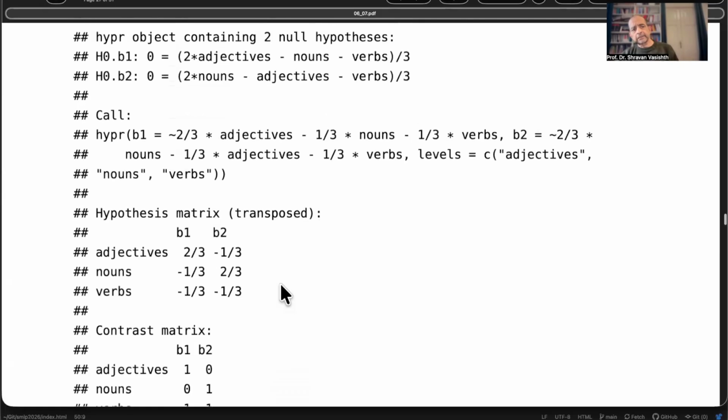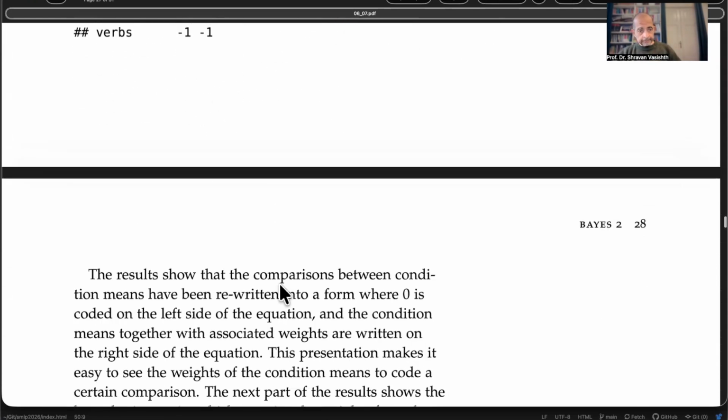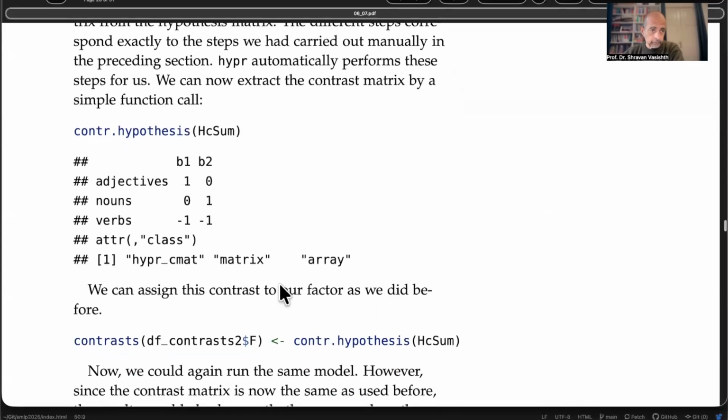So what the hypr package does for you is that it allows you to write out the null hypotheses that you're interested in testing, and it prints out for you the corresponding weights and the contrast codings that you need to put into the model, okay? Right, so these are the contrasts that you will need to put into your model now.